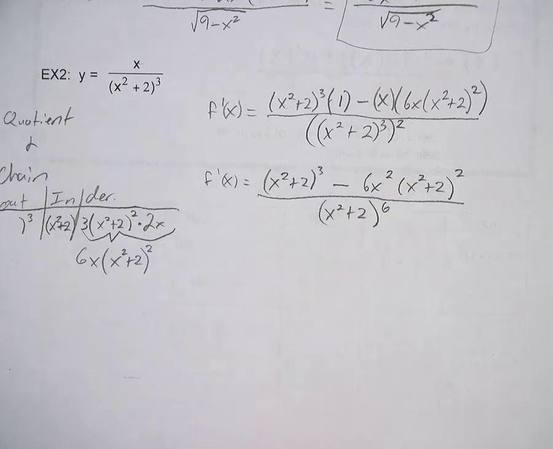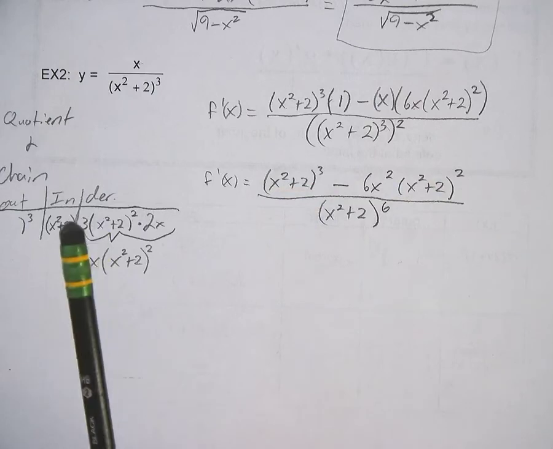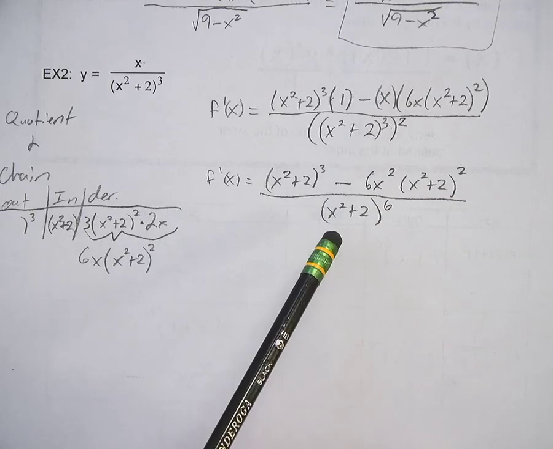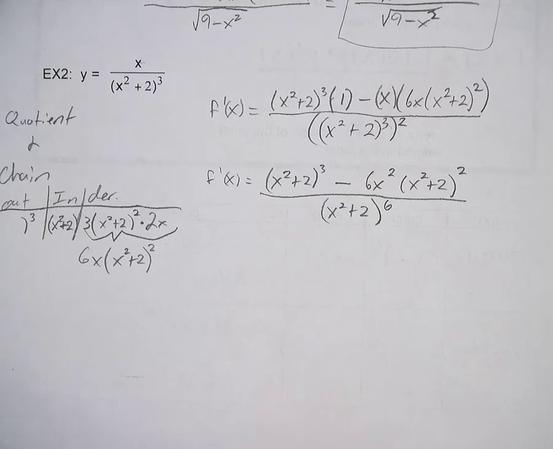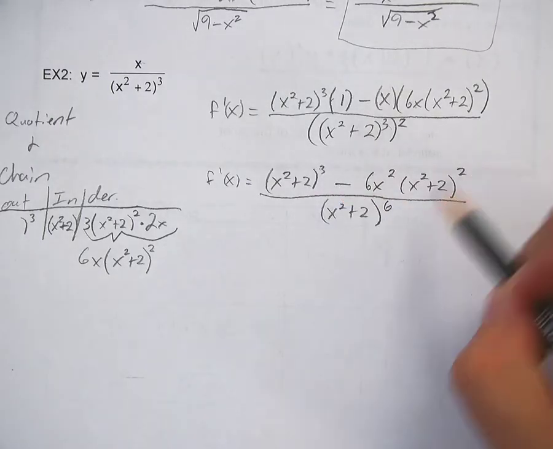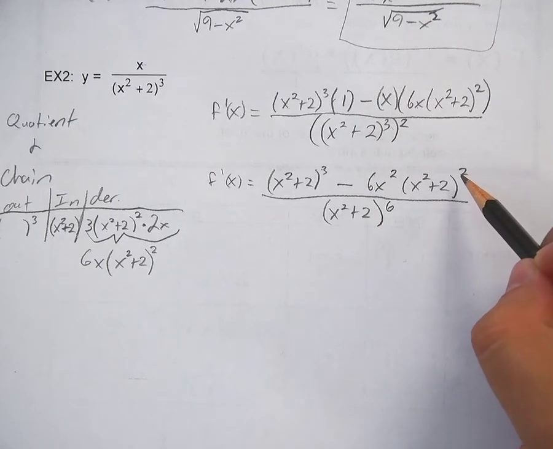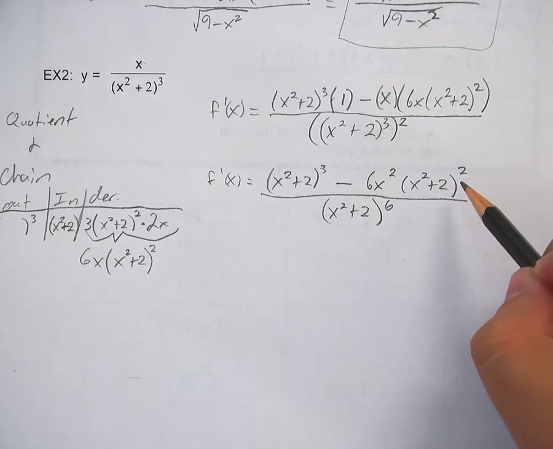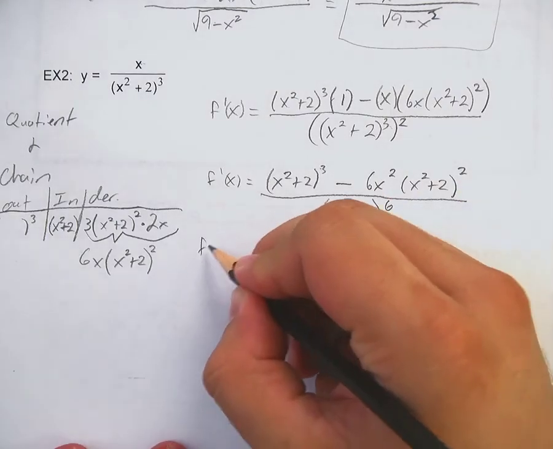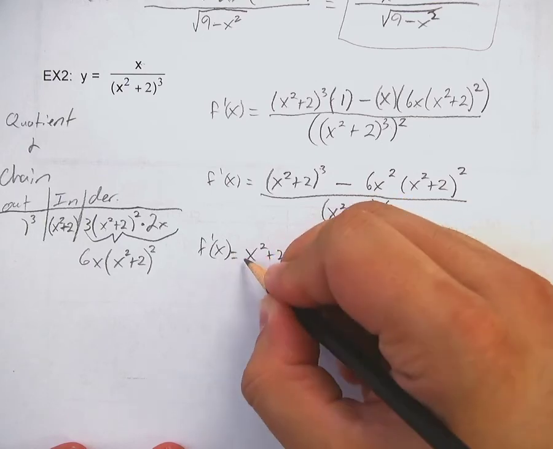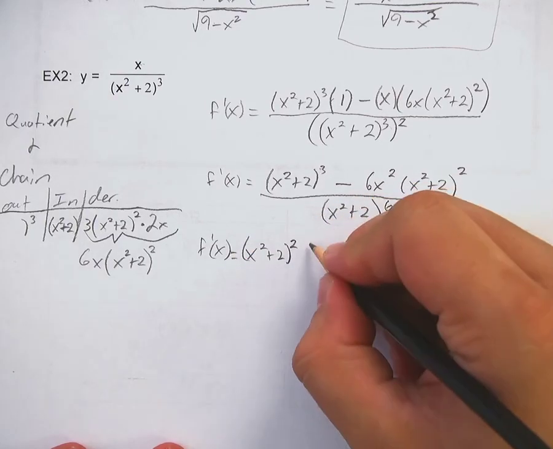Now what do these all have in common? Look at this. What do they all have in common? Every one of these terms, this guy, all this right here, and this guy, all have x squared plus 2 in common. We've got 3 of them here, 2 of them here, and 6 of them here. So can we take out 2 of them? Make life a little easier on us? Let's do that. Let's take out 2 of these guys. Here's what it's going to be. f prime of x equals x squared plus 2 squared.